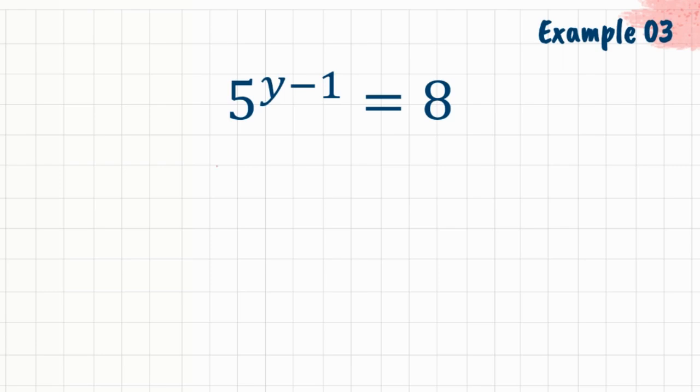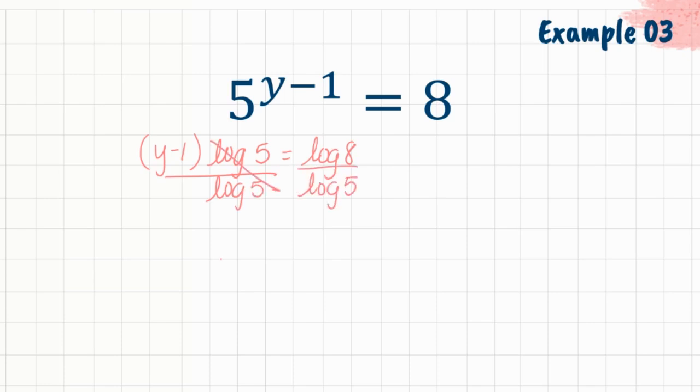That has been done. So we're going to take the log of both sides. And when we do that, remember that the exponent becomes the multiplier. Then we're going to divide by the log of 5, which was the base. And we end up with y minus 1 equals whatever these two things divided is. Okay? So let's punch that into our calculator. Log 8 divided by log 5 is 1.2920, etc.